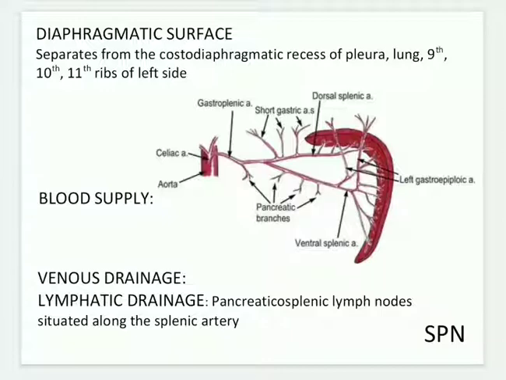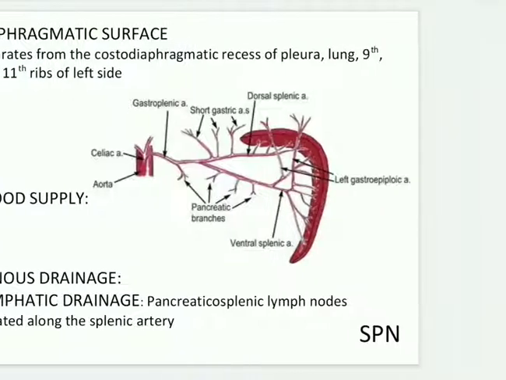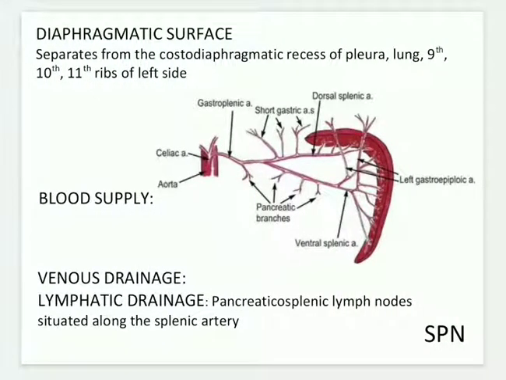Next, blood supply. As you can see in this picture, there are the left gastroepiploic artery, pancreatic artery, short gastric branches, splenic branches and posterior gastric branches, with the same venous drainage. The splenic vein is formed at the hilum of the spleen, and some of the tributaries are the short gastric, left gastroepiploic and pancreatic veins. Next comes your lymphatic drainage. It is through the pancreaticosplenic lymph nodes, which are situated along the splenic artery.